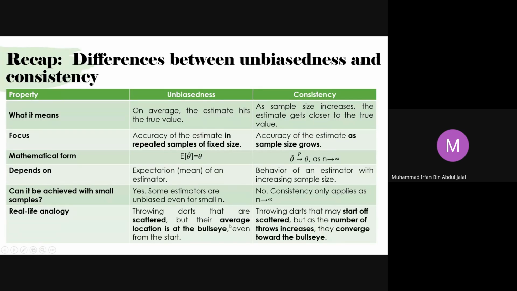Okay. This one is more like the behavior of the throwers, and the other is the behavior of the number of throws. If the thrower is skillful, someone who has played darts many times, this person can be considered an unbiased estimator, so on average they can hit the bullseye. But this one, consistency, depends on the number of throws of the darts actually.